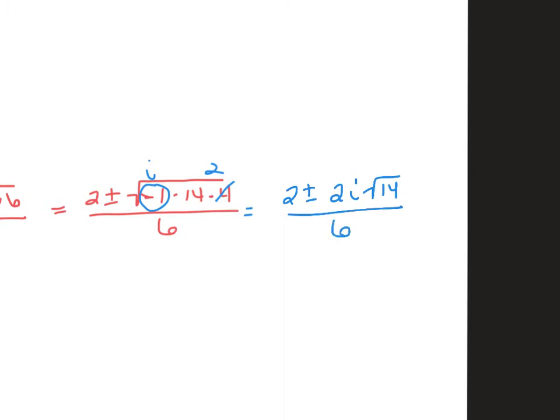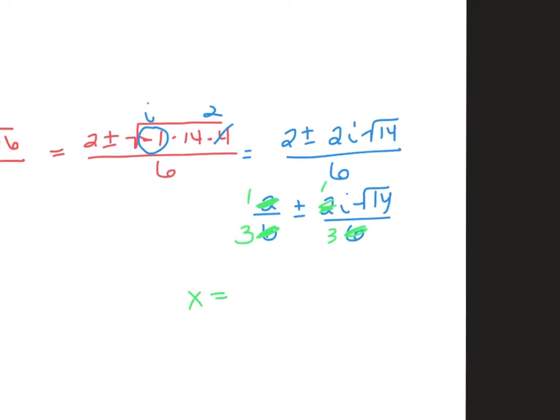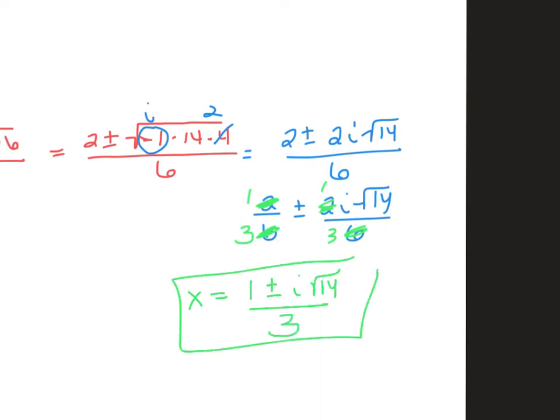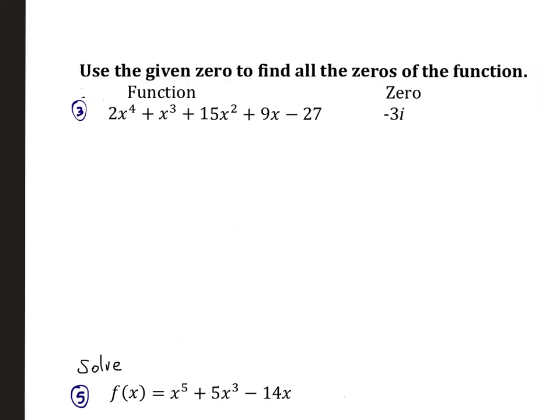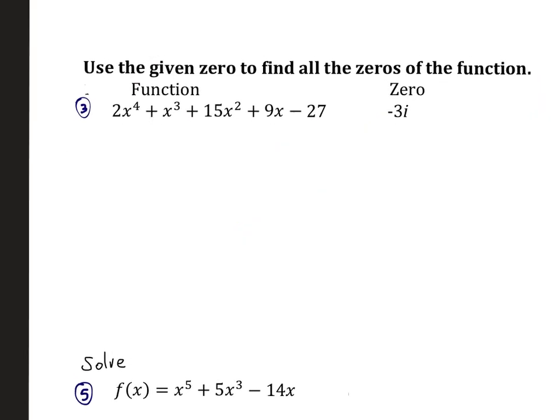And then we always have to simplify. So I'm going to separate this and write this as 2 over 6 plus or minus 2i root 14 over 6, and see if I can simplify. Well, 2 goes into 2 one time, 2 goes into 6 3 times, 2 goes into 2 one time, 2 goes into 6 3 times. So I can rewrite this as x equals 1 plus or minus i root 14 over 3. Again, two imaginary answers.